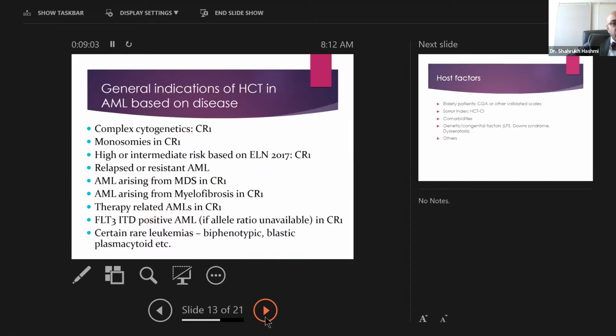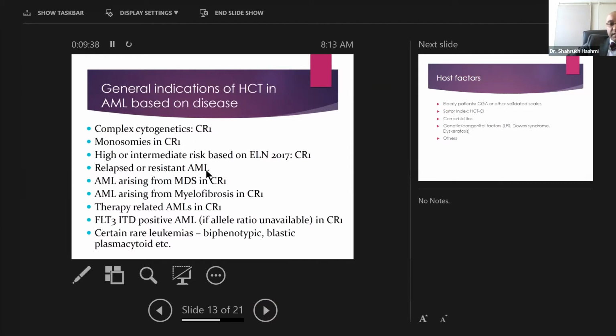I hope you can see this slide, which is critically important, because here are the overall disease-based indications for transplant, and one which you should have on tips, in fact. One is complex cytogenetics. Do you need to look into the ELN classification details? The answer is no. Monosomies in CR1, monosomy 5, monosomy 7, high intermediate risk based on ELN, I just showed you, relapsed or resistant AML. Yes, now you've got to choose carefully because of the relapse risk post-transplant. Some of the cases are ultra high risk.